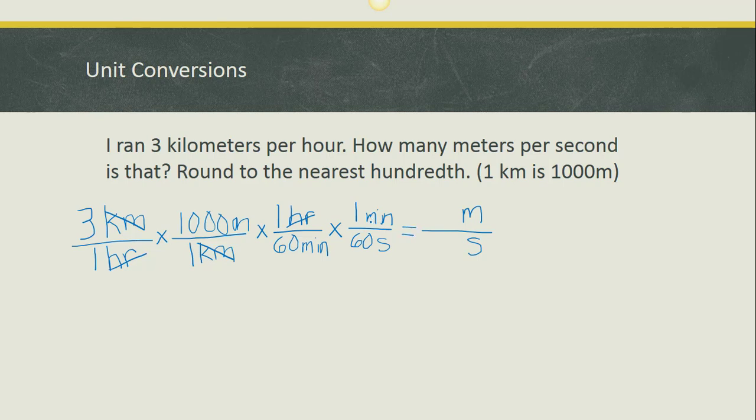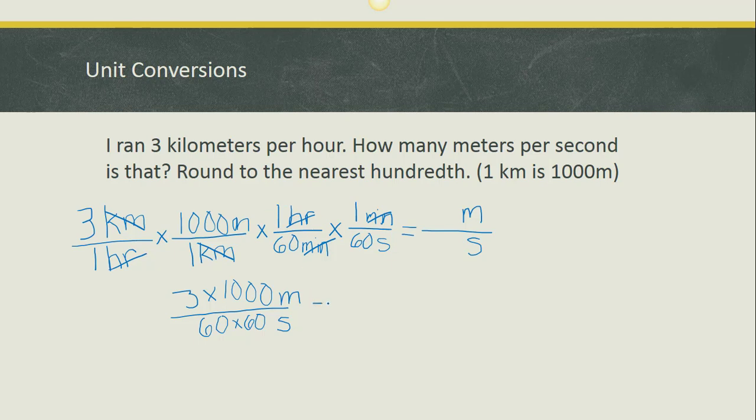And so this minute will cancel with this minute. And now I have all these numbers left. I have 3 times 1,000 and times 1 times 1. We don't need to write that. And on the bottom we have 60 times 60. And it will be meters per second.